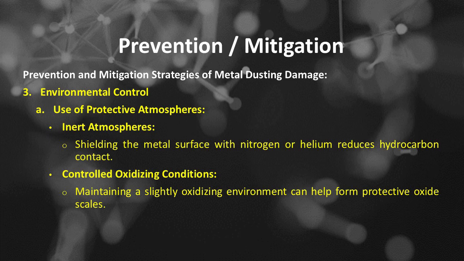Number 3 of the prevention and mitigation strategies of metal dusting damage is environmental control. Number A, use of protective atmospheres, includes, the first is inert atmospheres. Shielding the metal surface with nitrogen or helium reduces hydrocarbon contact. The second is controlled oxidizing conditions. Maintaining a slightly oxidizing environment can help form protective oxide scales.